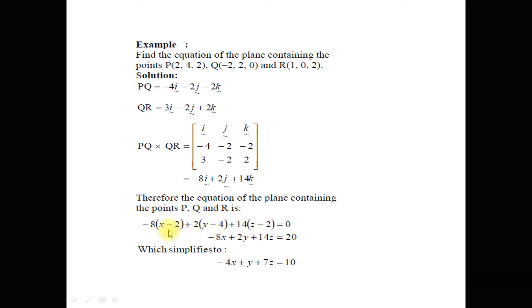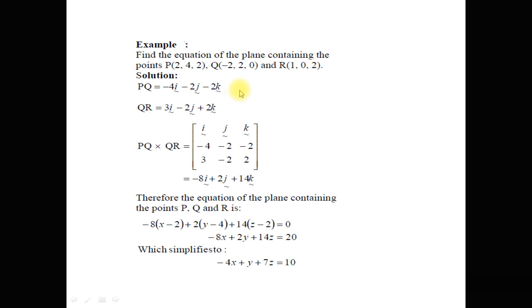Now after simplifications, we obtain minus 8x plus 2y plus 14z, plus 16 minus 8 minus 28. So after simplifications, we obtain minus 8x plus 2y plus 14z is equal to 20, and dividing both sides by 2, we obtain minus 4x plus y plus 7z is equal to 10. So this is the equation of plane when points are given for the plane.